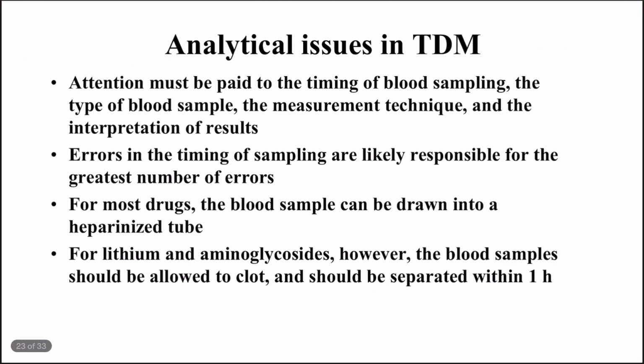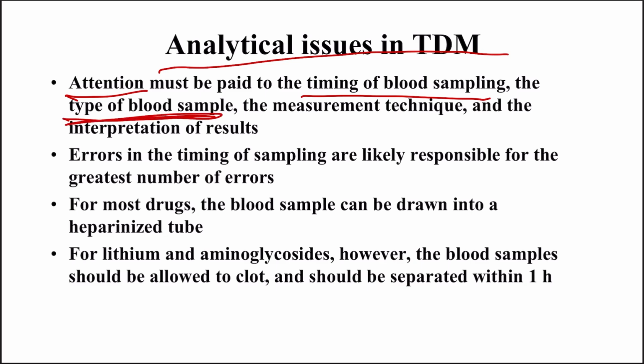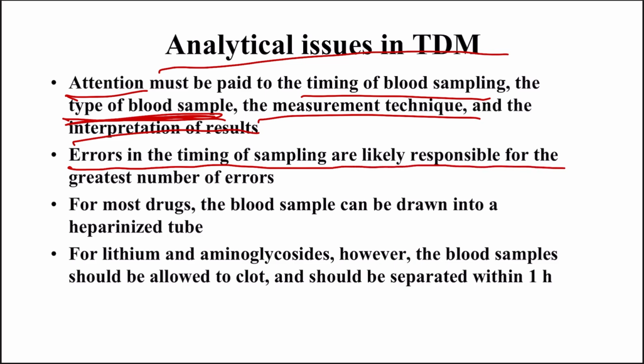Now next are the analytical issues in therapeutic drug monitoring. Attention must be paid to the timing of the blood sampling, as I have already mentioned. Then the type of blood sample is also important, as are the measurement technique used and the interpretation of the results. The error in timing of sampling is likely responsible for causing the greatest number of errors. So error in sampling timing is the one responsible for producing the greatest number of errors in therapeutic drug monitoring.